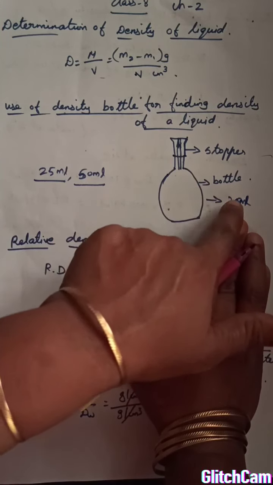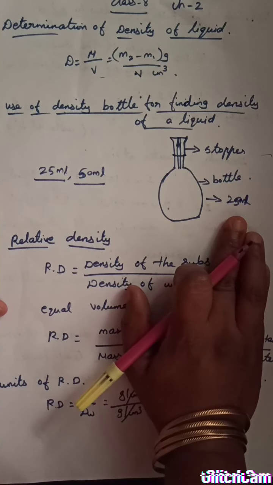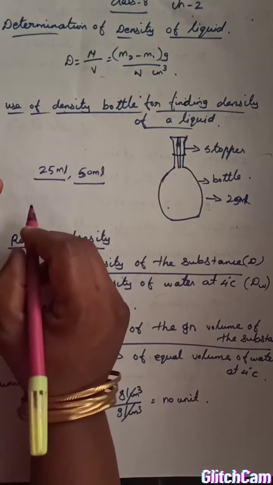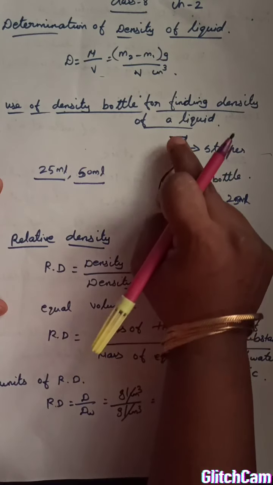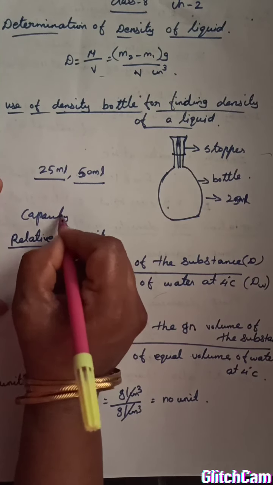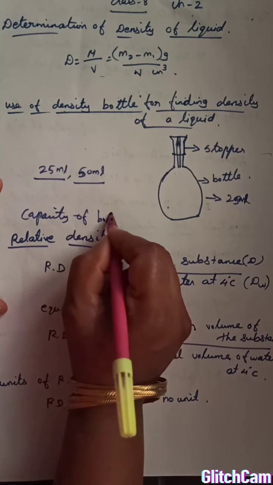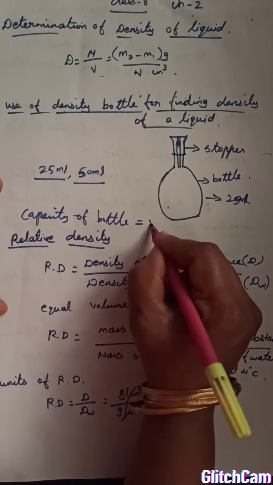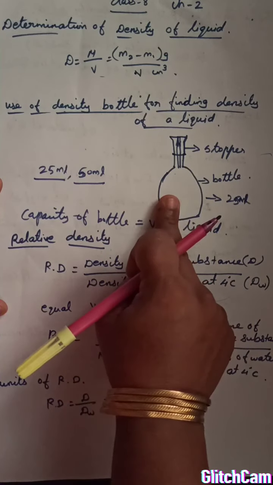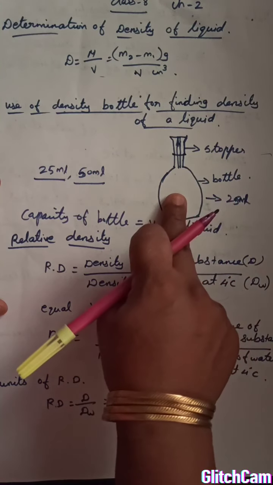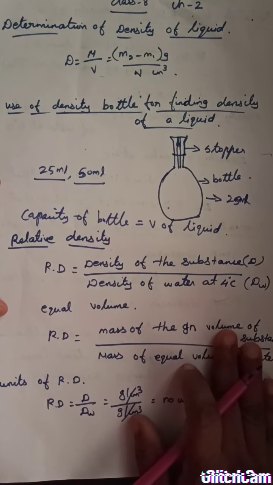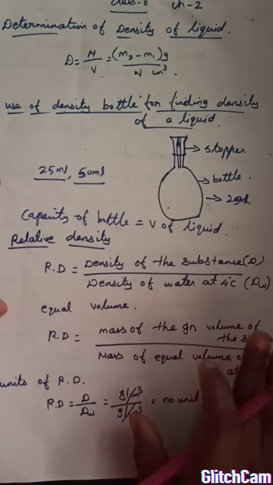So the volume of the liquid is equal to 25 ml. So directly we are able to measure the density. After inserting the stopper, the capacity of the bottle is equal to the volume of the liquid inside it. Whichever liquid you take inside, its volume is equal to the capacity of the bottle after inserting the stopper, when the bottle is filled fully.